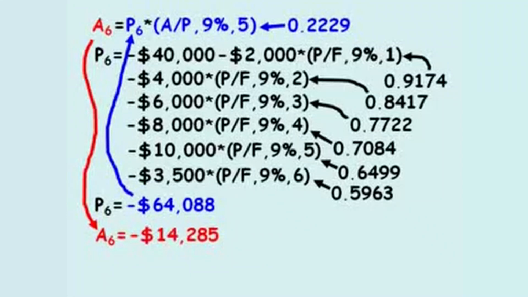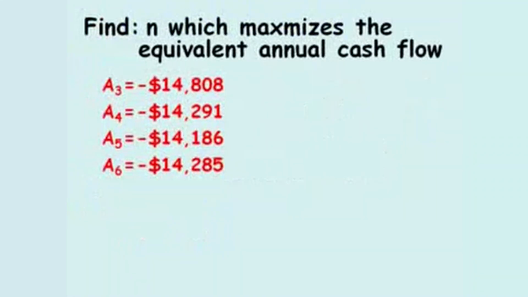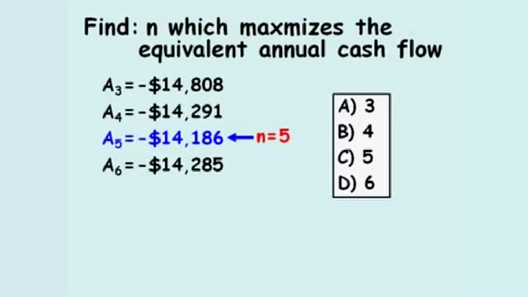Now we can look back at the equivalent annual cash flows for time periods of 3 years through 6 years, and the maximum value equals negative $14,186, which corresponds to n equal to 5. When reviewing the possible solutions, the answer is C.